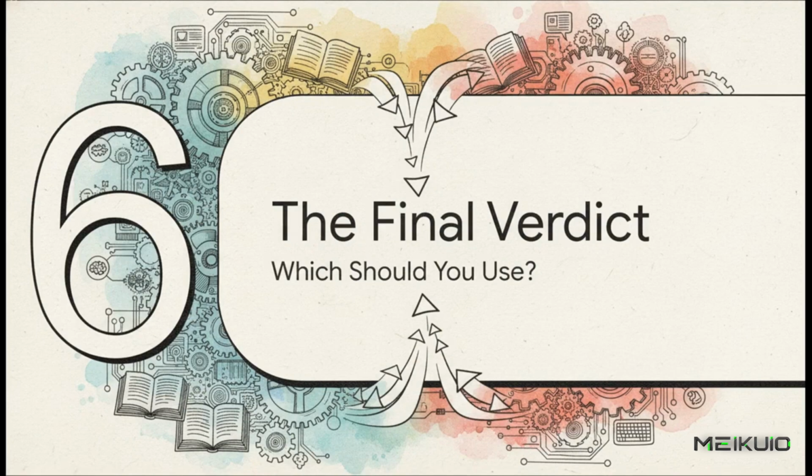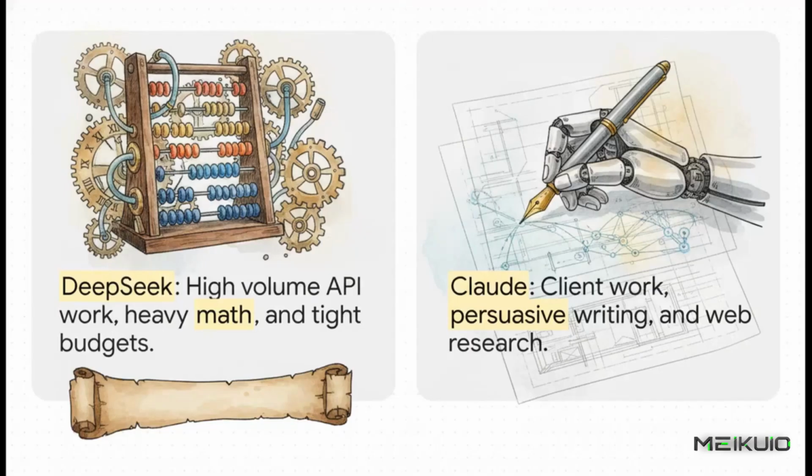Finally, we arrive at Section 6, the final verdict. Which should you use? Let's synthesize all of this into a really practical playbook for your day-to-day workflow. The reality is, neither model is the undisputed all-around champion. Your strategy should absolutely be to pick by task. Use DeepSeek when you're on a tight budget, doing heavy math, solving algorithm puzzles, or running high-volume API jobs where cost is the ultimate deciding factor.